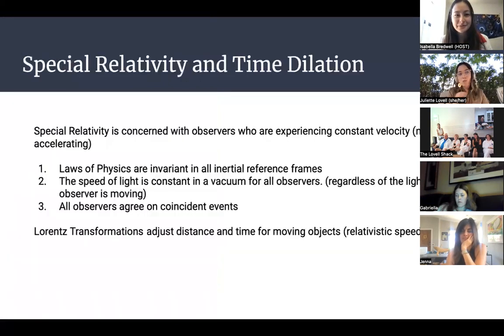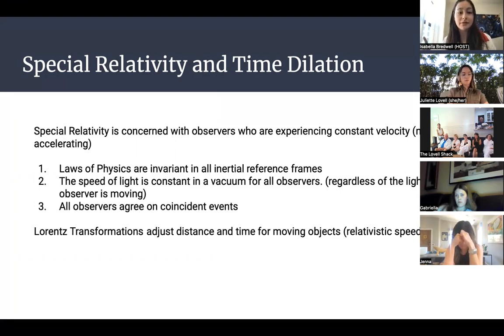Okay, sorry, this is a bit long. On to special relativity. Special relativity is when you start moving close to the speed of light, your time and your length change. It's only concerned with observers who are experiencing constant velocity. General relativity has to do with acceleration. For special relativity, the main tenets are as follows.